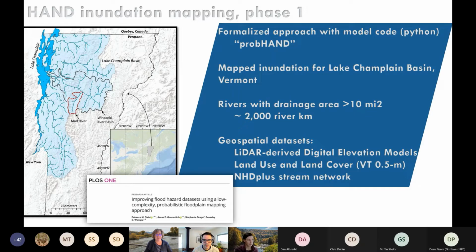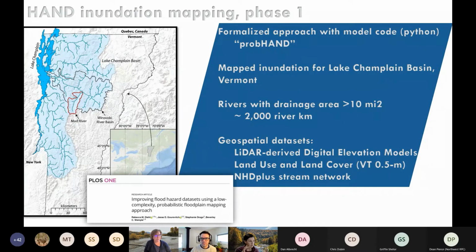For this phase 1, we mapped inundation for the Lake Champlain Basin on rivers with a drainage area greater than 10 square miles. And this was about 2,000 river kilometers. As I've been talking about, we relied heavily on geospatial data sets as inputs to this model, mostly the LIDAR-derived DEMs, but also land use, land cover that has been developed at a very high resolution for Vermont, and took advantage of that really robust and unique data set. We also used the National Hydrography Dataset, or NHD Plus stream network, to define the reach extents, right? So those units of analysis are being defined by that NHD Plus stream network.